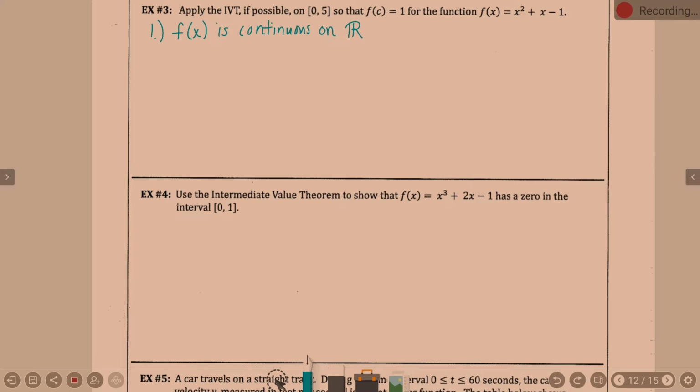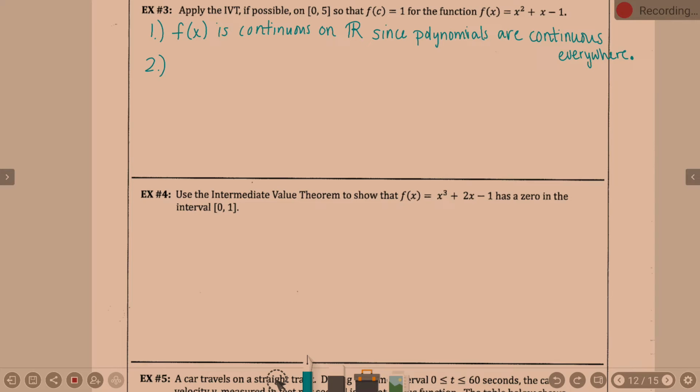Guys, second grade is hard. You don't necessarily have to state this, but since polynomials are continuous everywhere. Okay, there's one point. So far, so good.